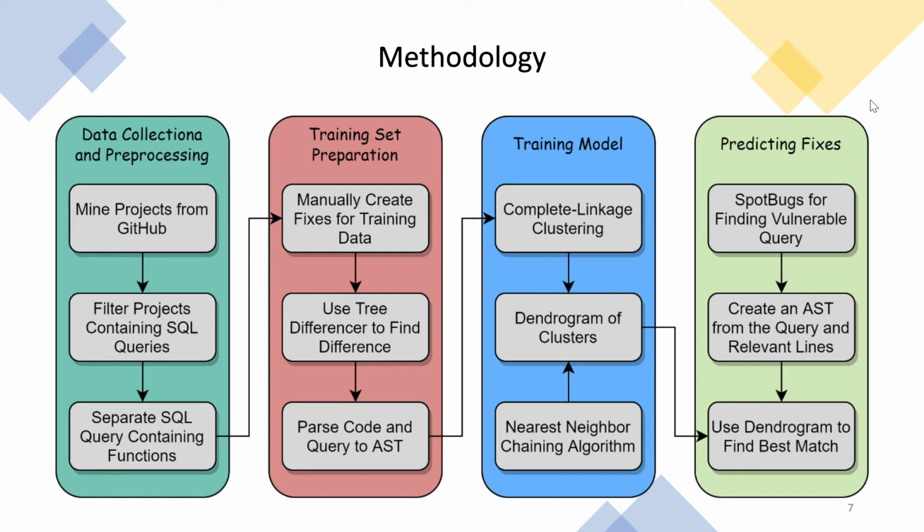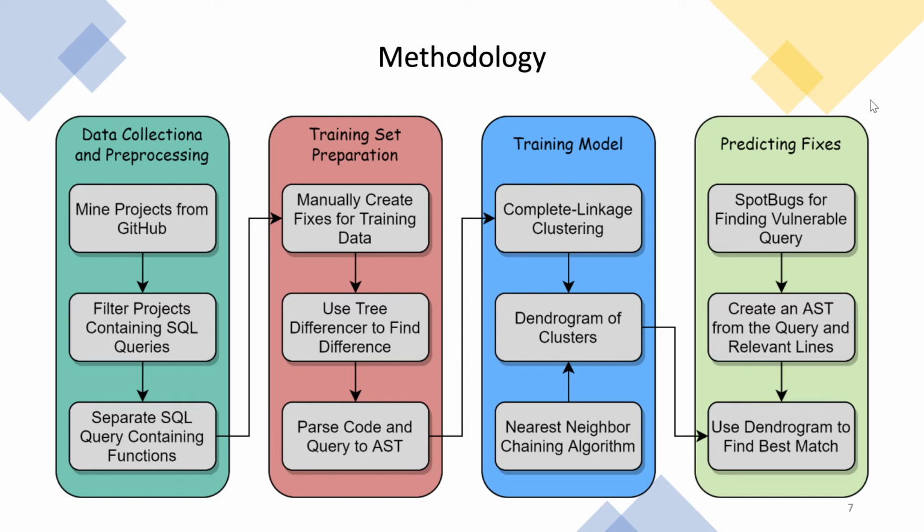We then used complete linkage clustering to cluster the ASTs, and we used the nearest neighbor chaining algorithm to make it faster and more efficient. After the clustering, we achieve a dendrogram, and we use this dendrogram in the fixing process.